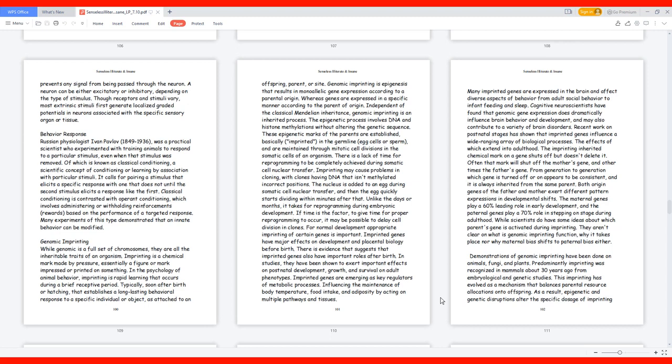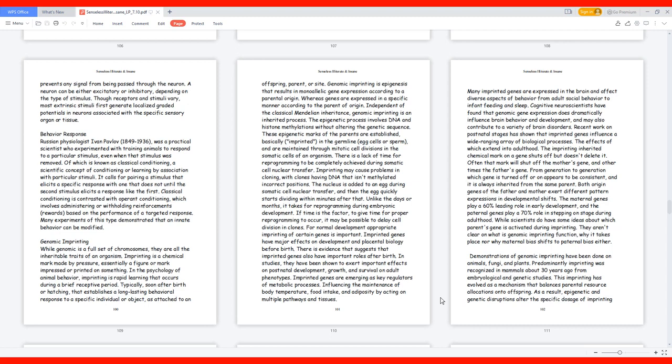Imprinted genes have major effects on development and placental biology before birth. There is evidence that suggests that imprinted genes also have important roles after birth. In studies, they have been shown to exert important effects on postnatal development, growth, and survival, and on adult phenotypes. Imprinted genes are emerging as key regulators of metabolic processes, influencing the maintenance of body temperature, food intake, and adiposity by acting on multiple pathways and tissues.